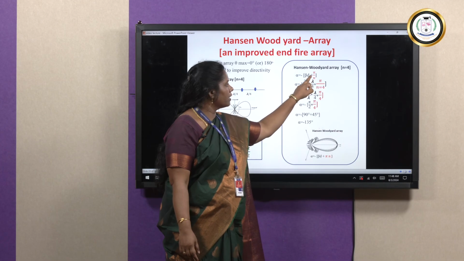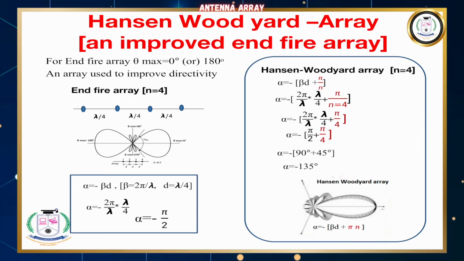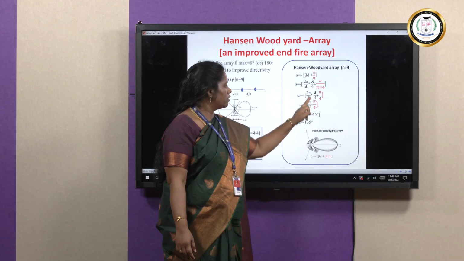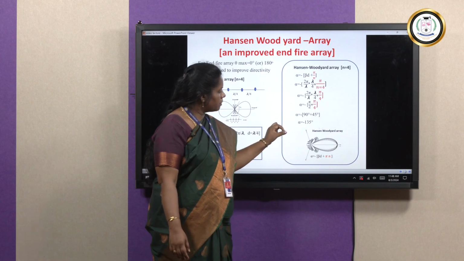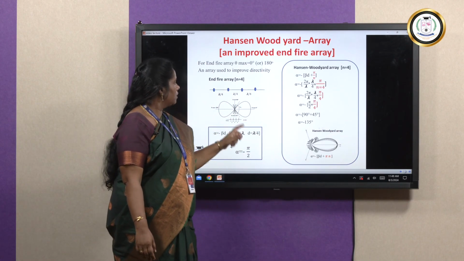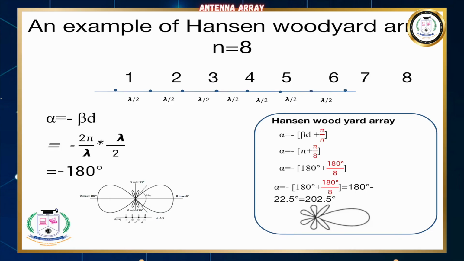If you are adding the pi by n formula, for 4 isotropic sources, n equal to 4, we will get 90 degree plus 45 degree, so that your radiation pattern angle will be increased. This is for 4 point sources. For 8 point sources, n equal to 8, we will get 180 degree plus 180 degree by 8, which gives 202.5 degree. So these are 4 point sources and 8 point sources, the Hansen-Woodyard array with the addition of the pi by n value.